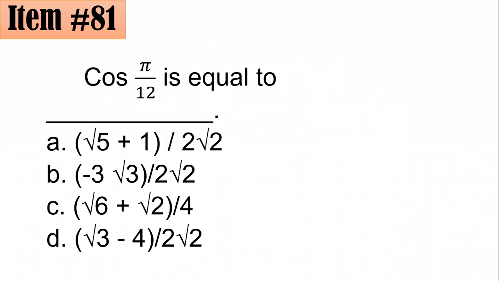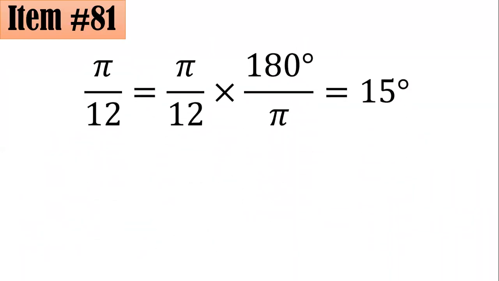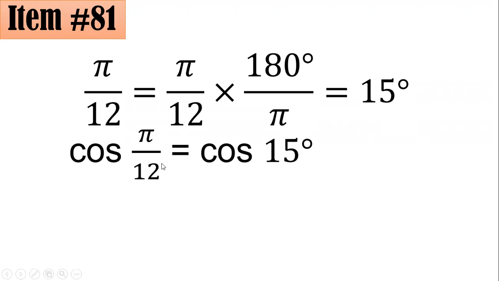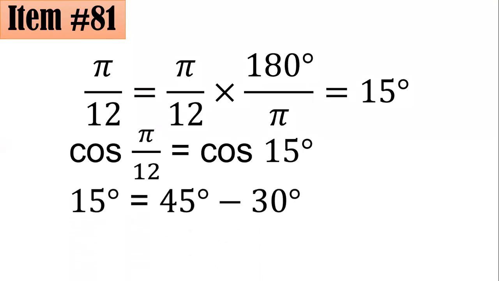81. Okay, here, as I said earlier, I'm more comfortable expressing this in degrees rather than radians. So to convert pi over 12, multiply it by the conversion factor, 180 degrees over pi, which is 15 degrees. And cosine pi over 12 is just equal to cosine 15 degrees. 15 degrees can be expressed as a difference of two special angles, 45 and 30. So 15 degrees could be expressed as 45 degrees minus 30 degrees.